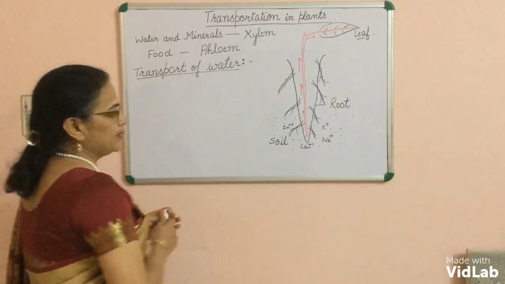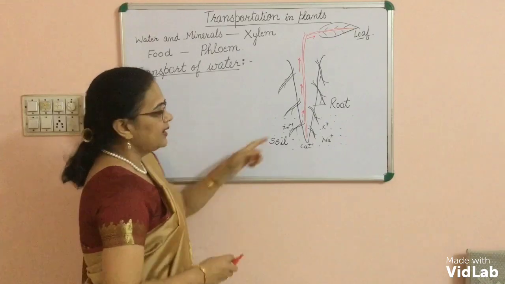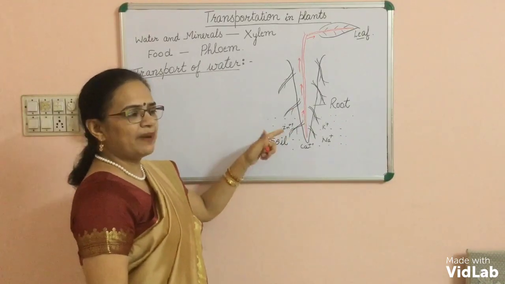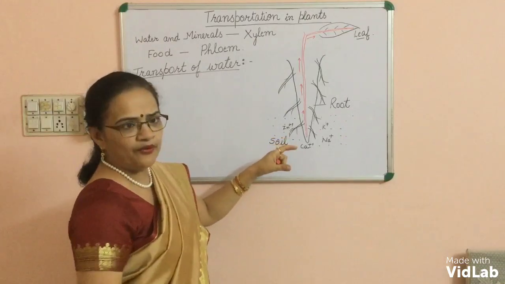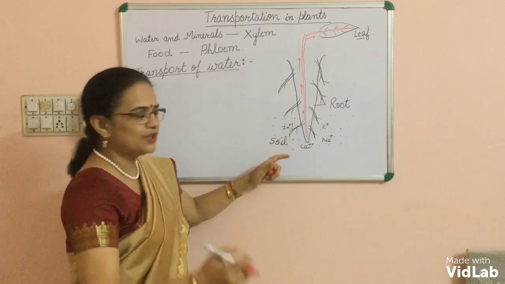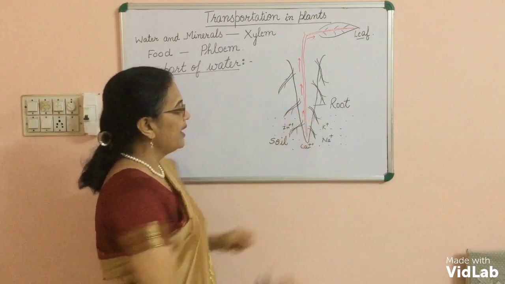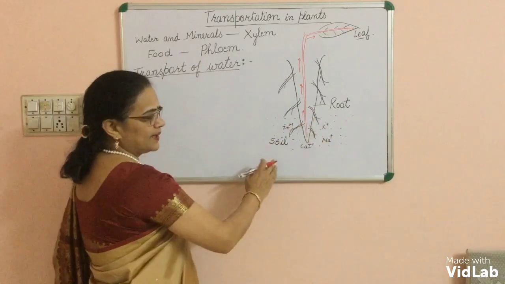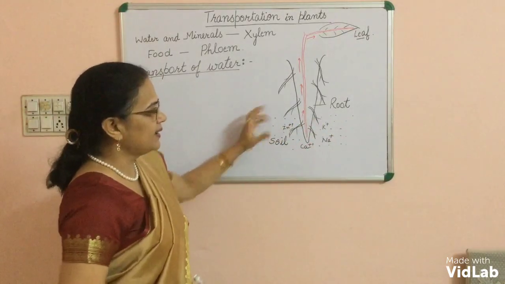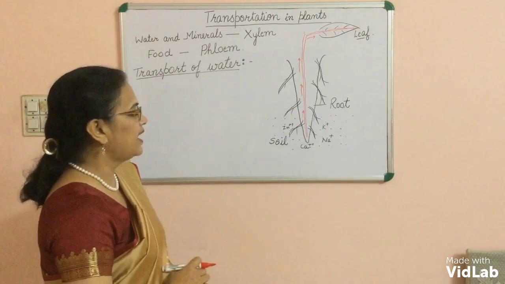The root hairs which are in contact with the soil actively take up the ions. Actively means by spending energy in the form of ATP. The root cells use energy and take these ions inside the root. In the soil, many ions are present: potassium, sodium, calcium, zinc. So these are taken inside the root actively, by spending energy.